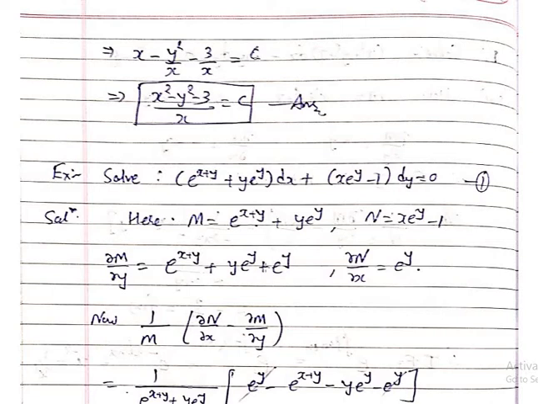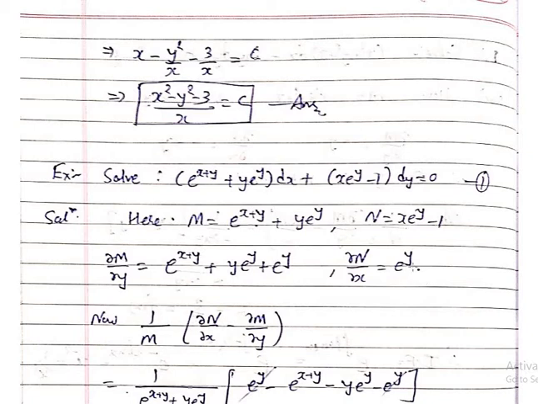But y into e raised to y has a derivative by the multiplication rule. So y as it is, derivative of e raised to y is e raised to y, plus e raised to y as it is, derivative of y is 1. And here the derivative of this term with respect to x will be e raised to y. So these two are not the same, so it is not exact.